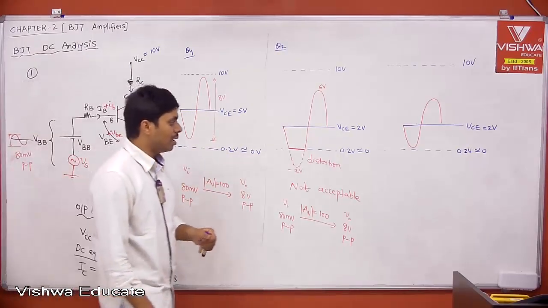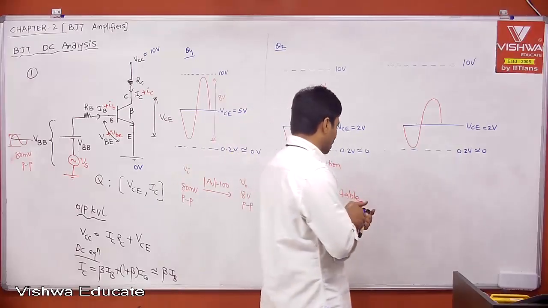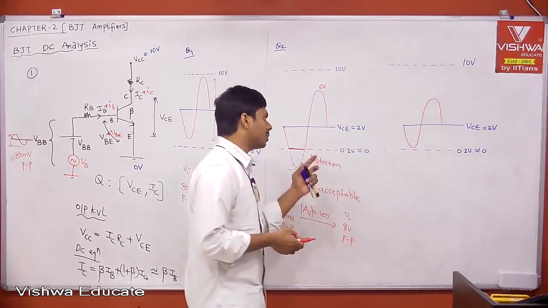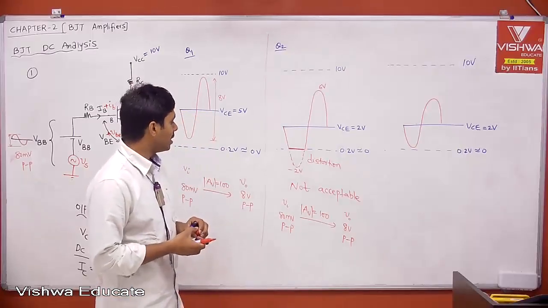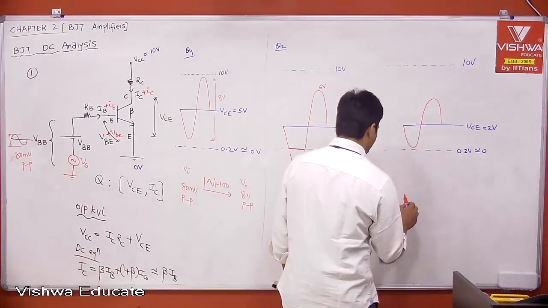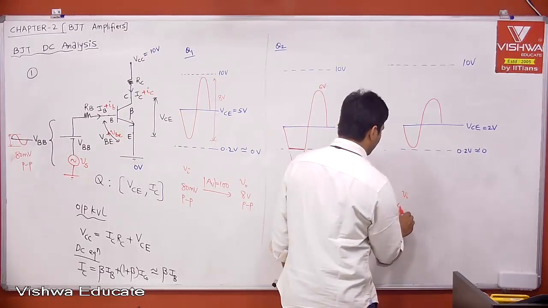Which is not acceptable. Now what to do without affecting your gain? What I'm saying is, don't apply that. Let us say I'm trying to get a maximum of 4 volt. Then instead of 80 millivolt, can I apply 40 millivolt? Let us say Vi is now 40 millivolt peak to peak.